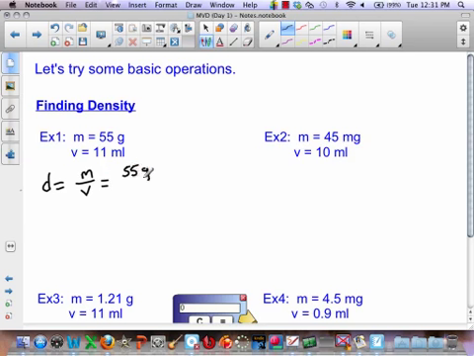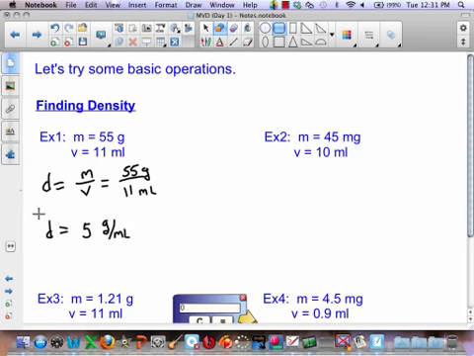Oh wait, this is math, we can't do that. Divided by 11. Oh, it's not 5. So we take 55 grams and divide by 11 milliliters. What do we get? Therefore we get a density of 5 grams per milliliter. And that's your final answer.